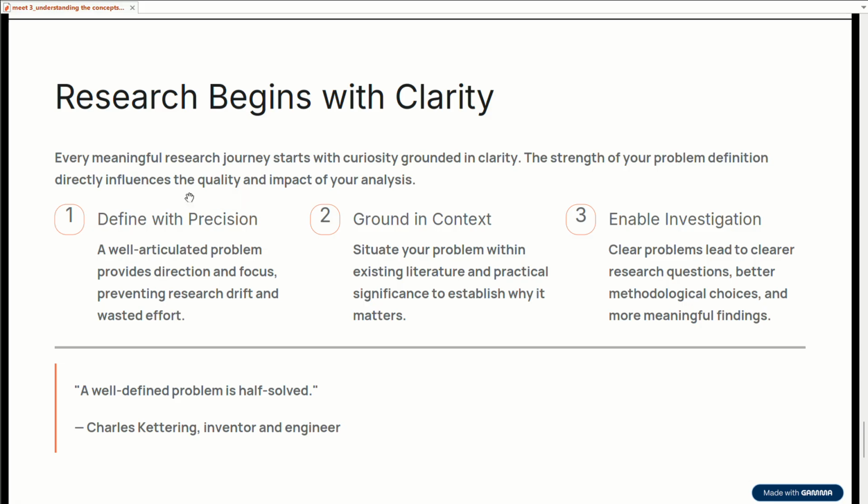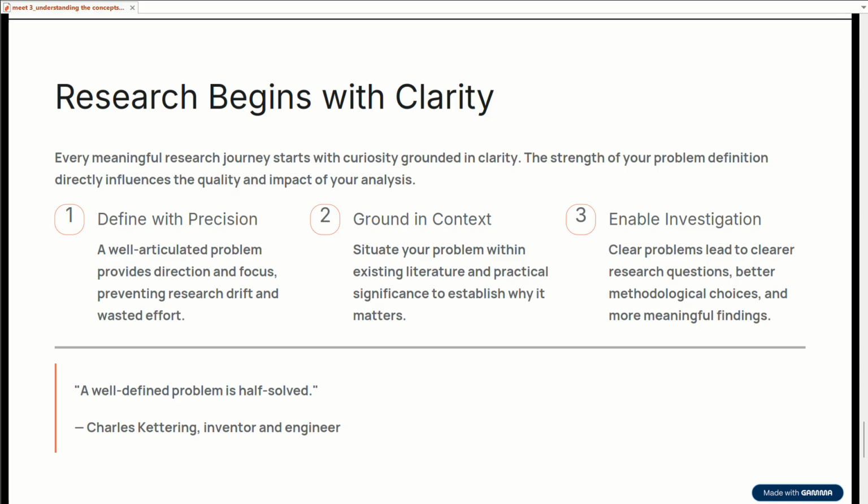Research begins with clarity, so every meaningful research journey starts with curiosity grounded in clarity. The strength of your problem definition directly influences the quality and impact of your analysis. The first, define with precision. A well-articulated problem provides direction and focus, preventing research drift and wasted effort. So do it precisely, so your effort will work.